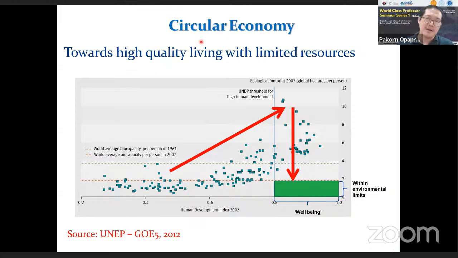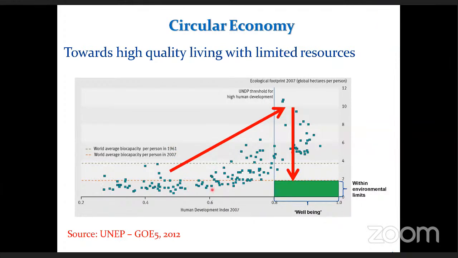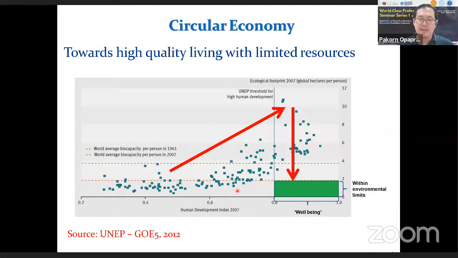I think the majority of you may already know what circular economy or circularity means. However, I just want to emphasize a little bit here. If we look at this picture, this is a plot that gives information about the quality of living of humans in different countries in the world. The y-axis can be described as the human development index, starting from a low number to 1. 1 means developed countries.